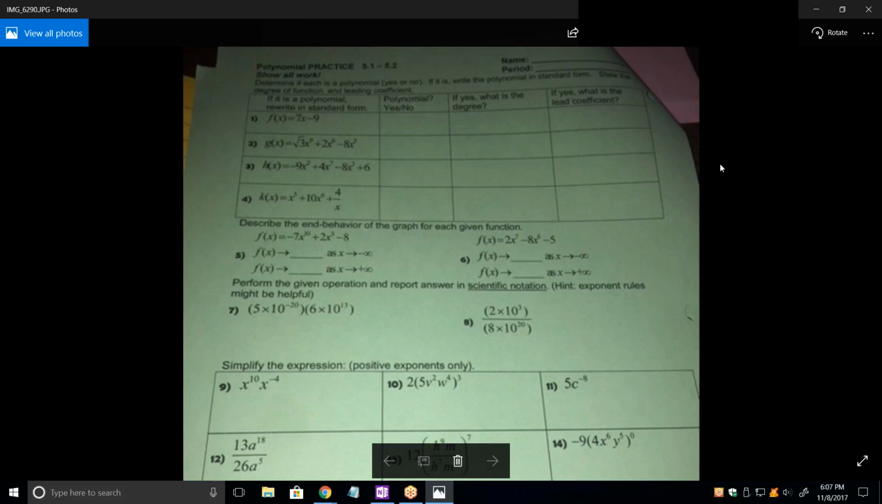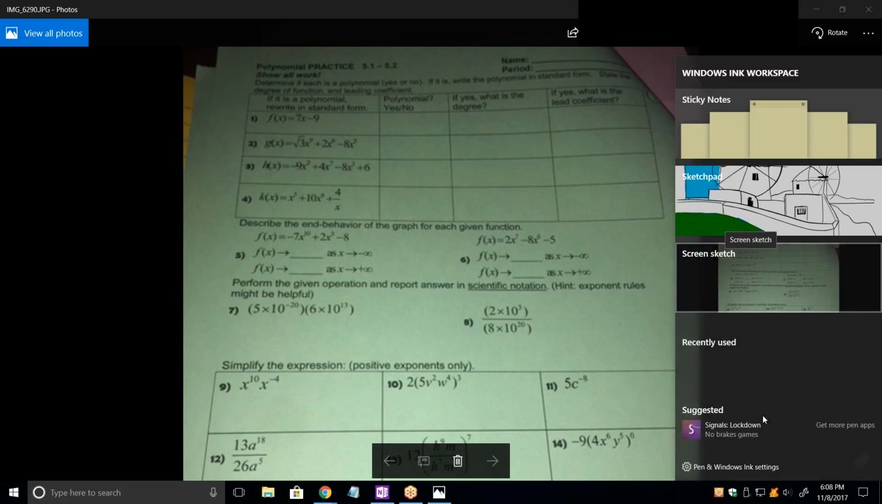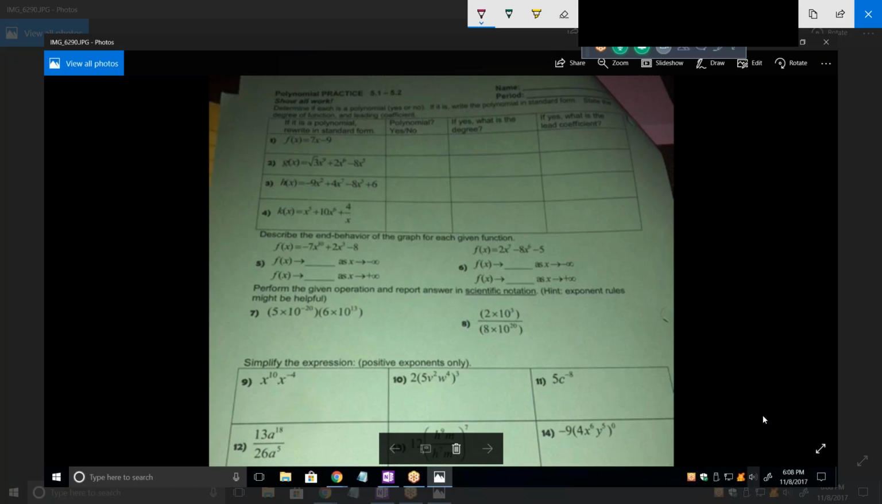Okay. Number 3, is that a polynomial? Yes, but it's not in standard form. Okay, what is it in standard form? H of x equals positive 4x to the 7th minus 8x to the 3rd, minus 9x squared plus 6. Okay. And what's the degree? 7. The leading coefficient? Plus 4. Good.